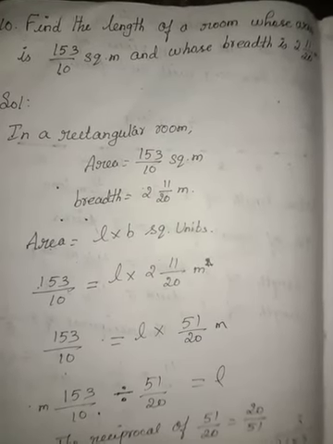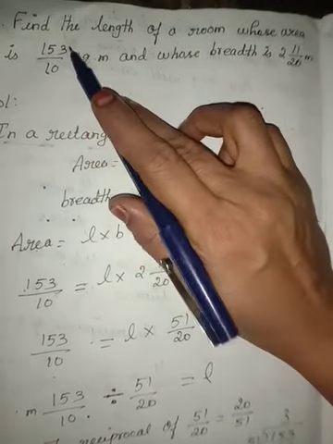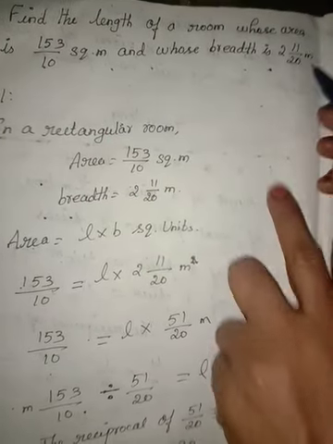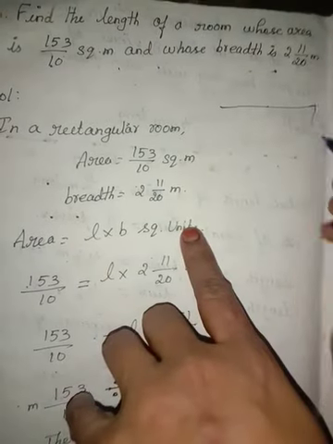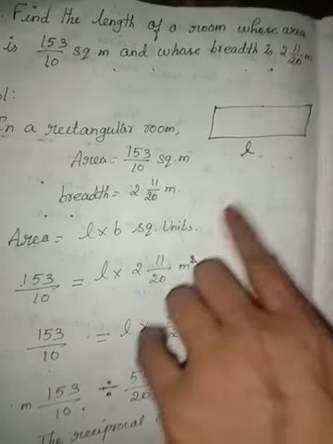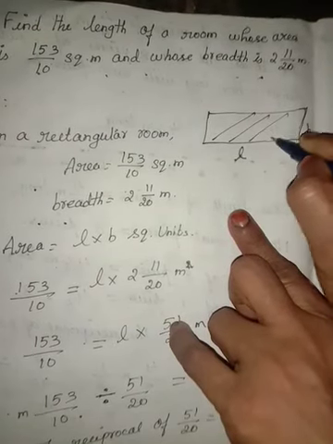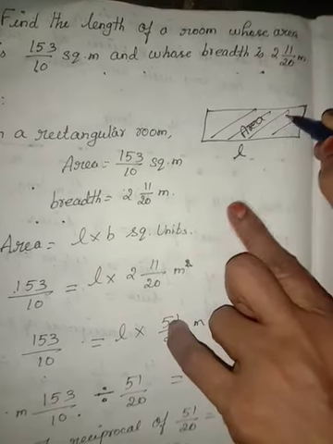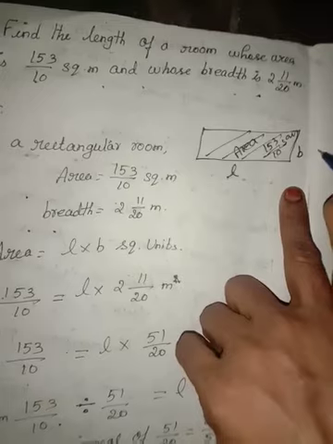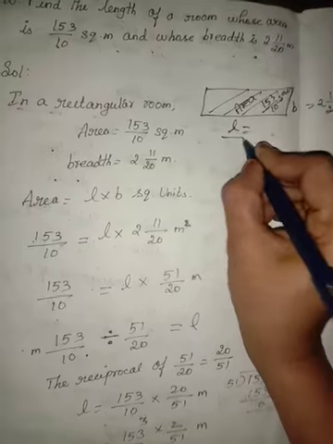The next one is the 10th sum. Find the length of a room whose area is 153 by 10 square meter and whose breadth is 211 by 20 meters. Having length and breadth, that is a rectangle. So the area is given, 153 by 10 square meter. Breadth is 211 by 20 meter. They are asking for the length.